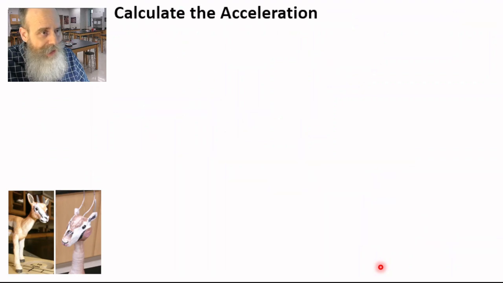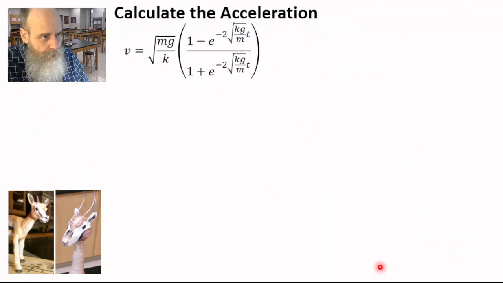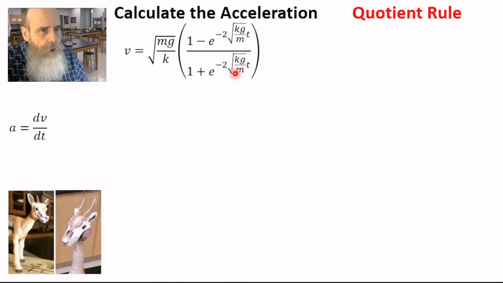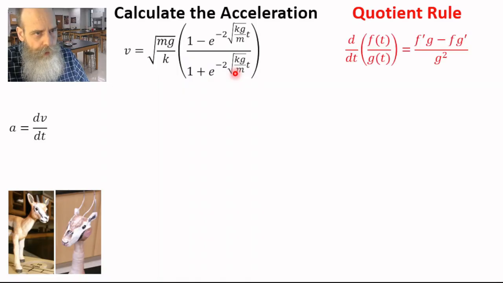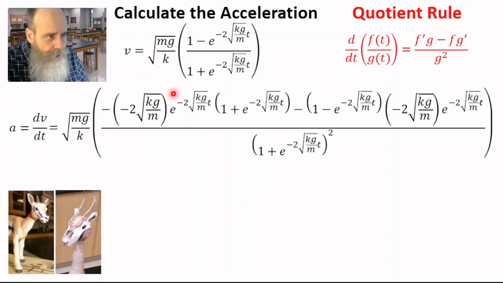Now we need to calculate the acceleration. This is v. Acceleration is dv by dt. Here we have a quotient, a function in the numerator and a function in the denominator. We could use the quotient rule: d by dt of f over g equals f prime g minus f g prime over g squared. So let's apply the quotient rule to this function.